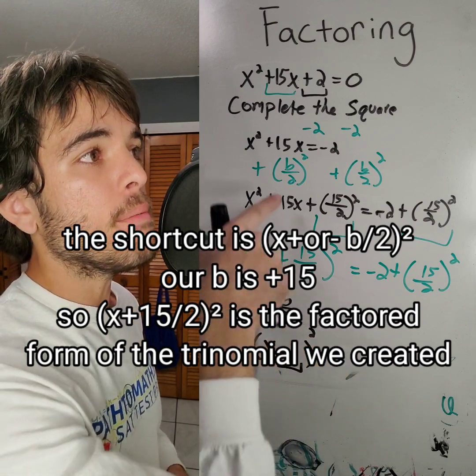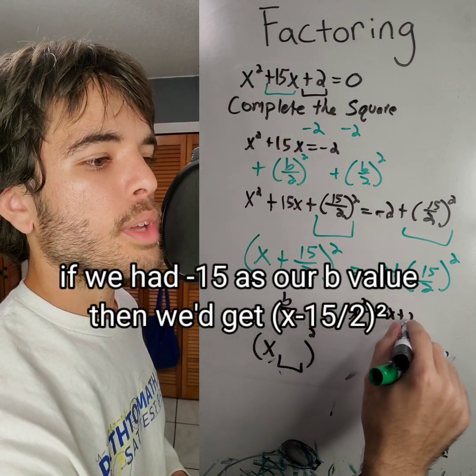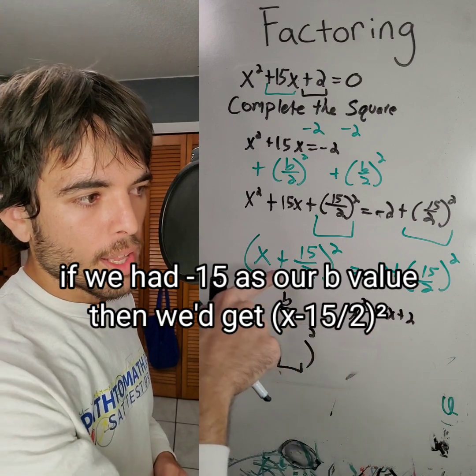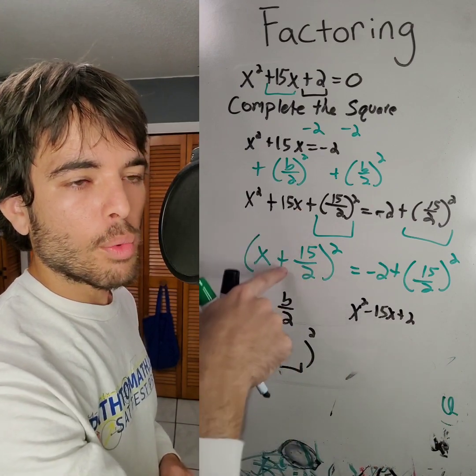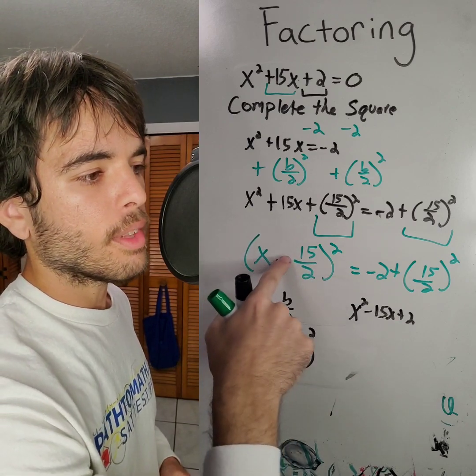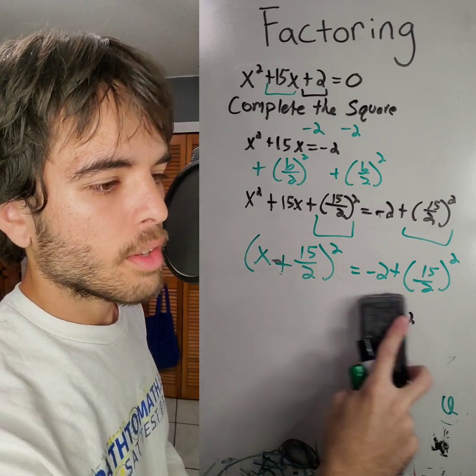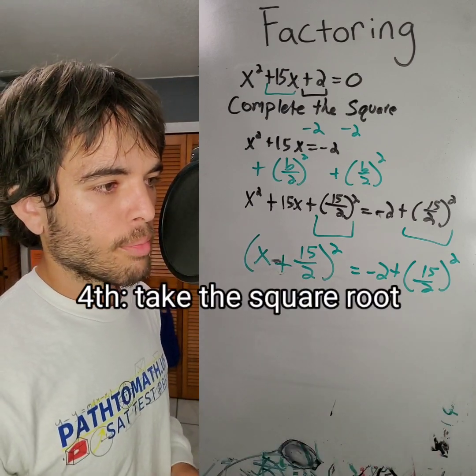Sometimes your b value is negative. If we had x squared minus 15x plus 2 in our original equation, then in this step where we rewrite it, we would put a minus sign. In this case, we do have a plus sign, so I'll keep the plus sign. And the shortcut is using b over 2.